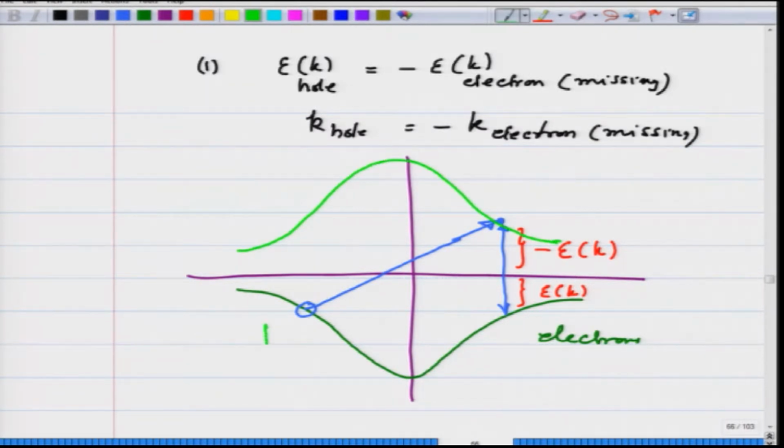So, this is k missing, and out on the right is k hole. So, this is how the band picture looks. The band gets inverted because it is minus k, and it also gets inverted across the E k axis. So, it gets inverted both across the k axis, let me write this here, and the E k axis, and that gives you the whole band. So, we made 2 points, E k and k hole.